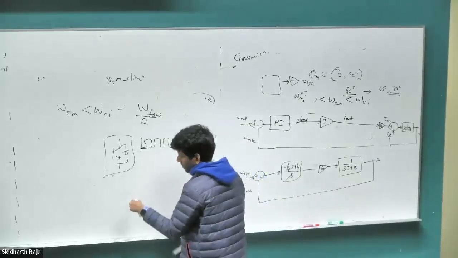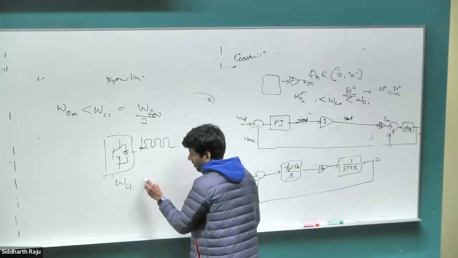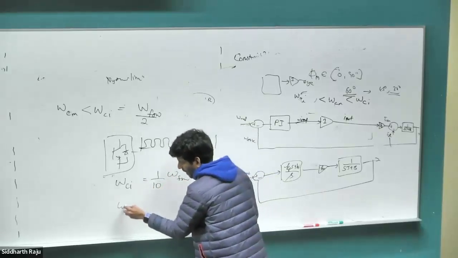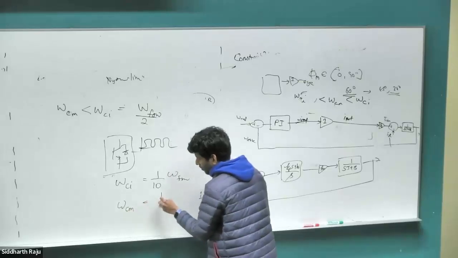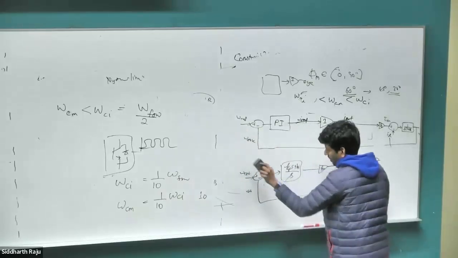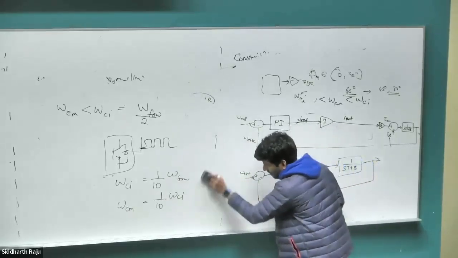The way we would typically choose these values is that our omega ci would be about 1/10 of our switching frequency, and our mechanical bandwidth would be 1/10 of the electrical bandwidth. Right? So let me extend this a little bit further.